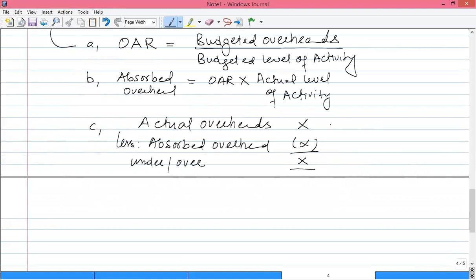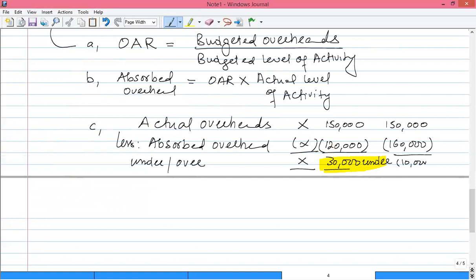For example, if the actual overheads are 1,50,000 and we have only absorbed 1,20,000, then this positive 30,000 is under absorption. So this positive value is under absorption. Similarly, if the value of actual overhead is 150, but we have absorbed 1,60,000, this negative value is over absorption.